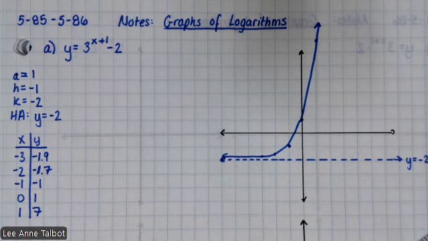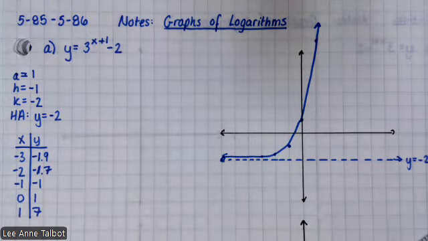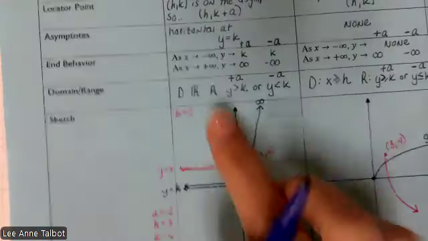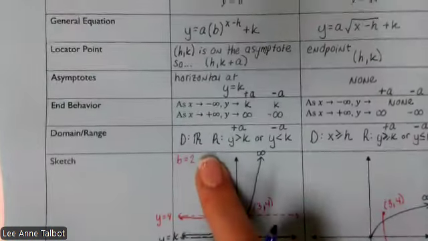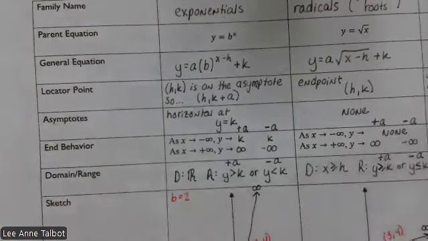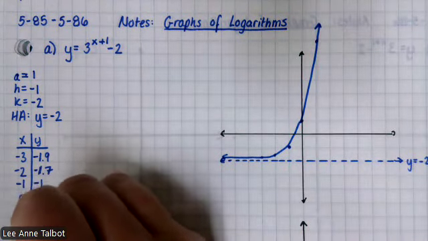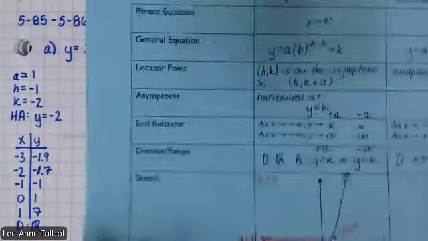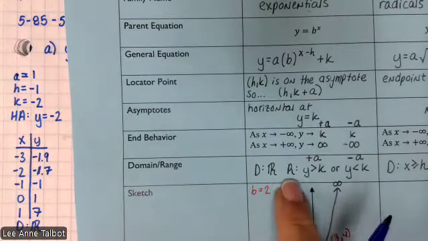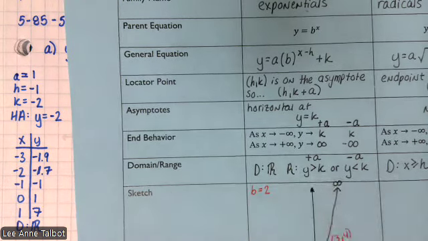Okay, and before we finish this, we're going to do one more thing with the original, and that is find the domain and range. So take a look at the domain and range of the exponentials. Domain is all real numbers. And the range is, this is a positive A problem, so y is greater than k.